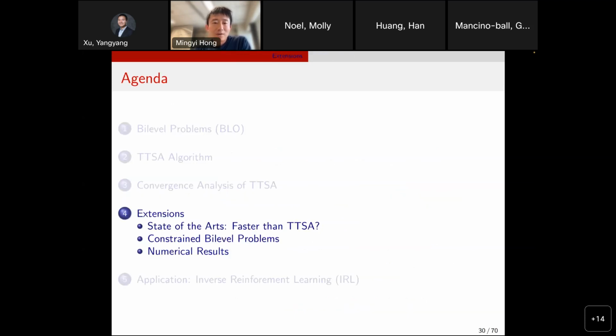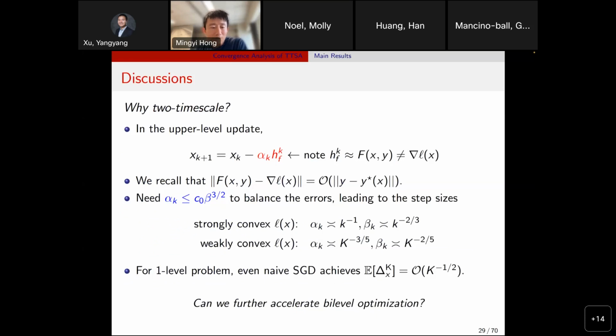Okay. Can I ask a question? Yeah, sure. Go ahead. If we were able to calculate unbiased estimates of the Hessian, how would that affect the convergence?